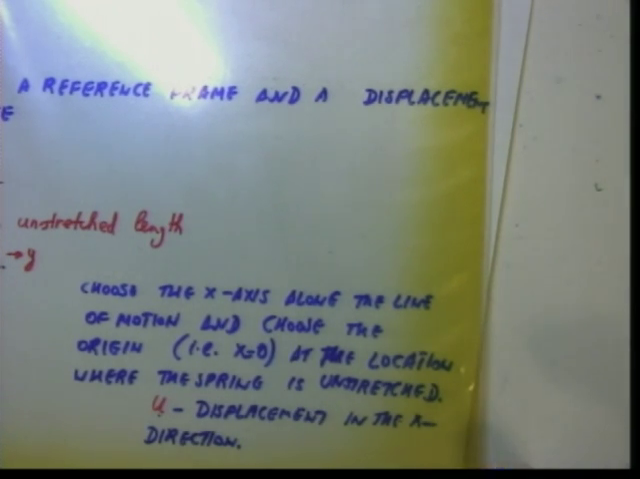Okay, so we are choosing the x-axis along the line of motion and choosing the origin, x equals 0, at that location. There I'm saying that x equals 0 where the spring is unstretched, and u is a displacement in the x direction. Okay, we go further.